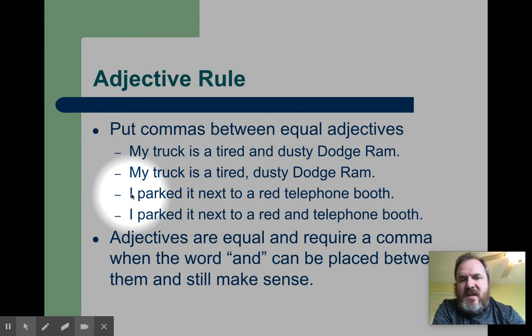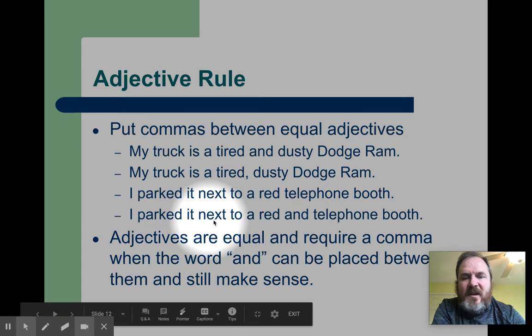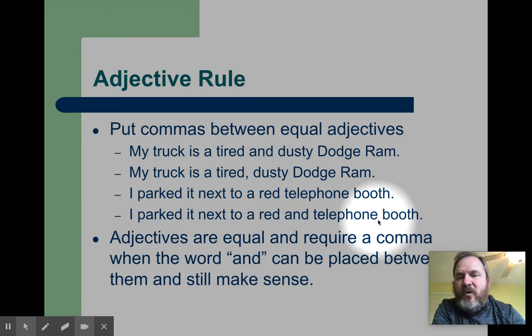So look at this next example. I parked it next to a red telephone booth. Now, many of you won't even recognize that both red and telephone are adjectives. They're both describing the noun booth. You would never say, I parked it next to a red and telephone booth. You would never say that. So therefore, when the word and isn't there, you don't put a comma. If and makes sense, you put a comma. If and doesn't make sense, you don't put a comma.